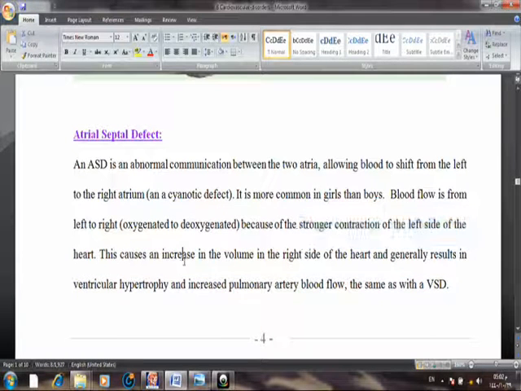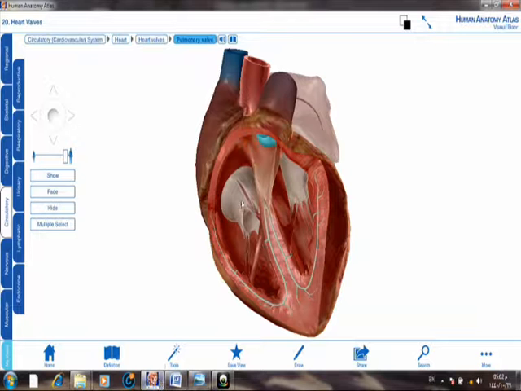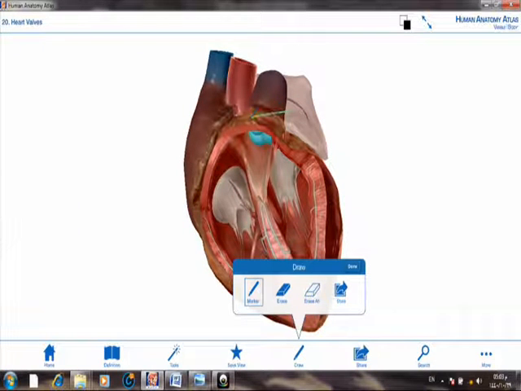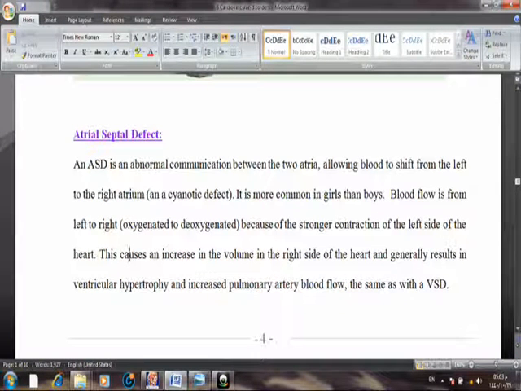This causes an increase in volume in the right side. Why does the volume increase in the right side? Now to explain the anatomy. Blood shunts from left to right, and blood also comes from the superior vena cava and the inferior vena cava, so the blood in the right atrium becomes more and more. This causes an increase in volume in the right side of the heart, which generally results in ventricular hypertrophy and increased pulmonary artery blood flow.